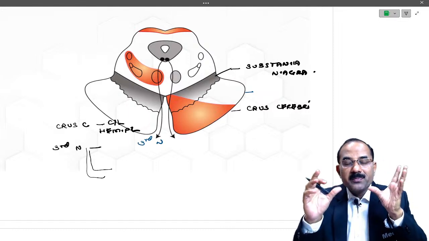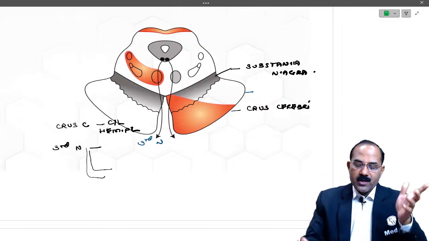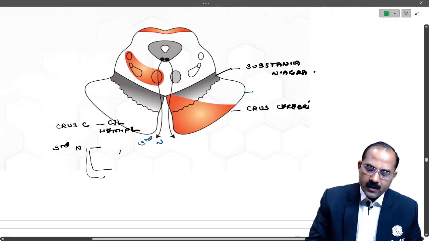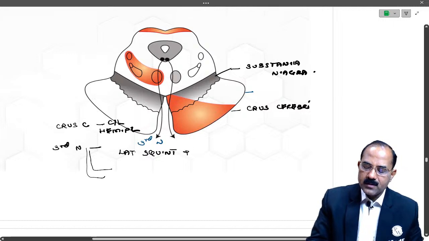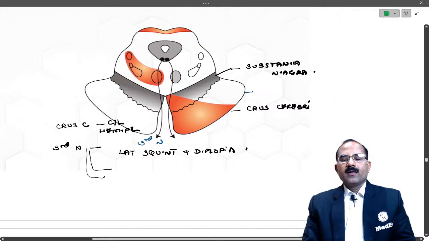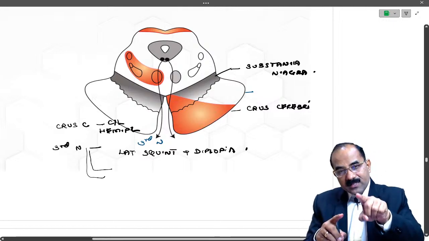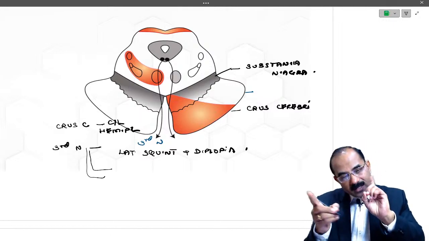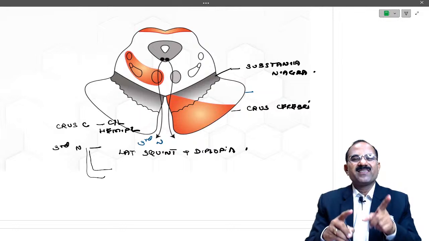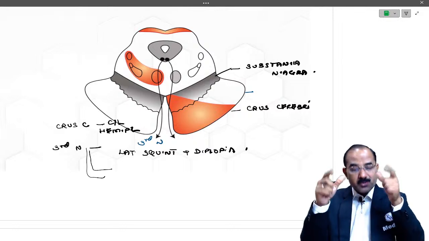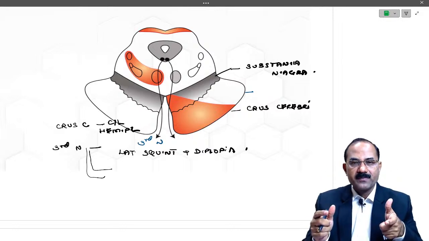So the person sees diplopia, double vision. Because the third nerve is involved, we get a lateral squint plus diplopia. Okay? Lateral squint is because the sixth nerve, the lateral rectus, is intact. Because the lateral rectus is intact, we get a lateral squint. Because the superior oblique is intact, we get diplopia.